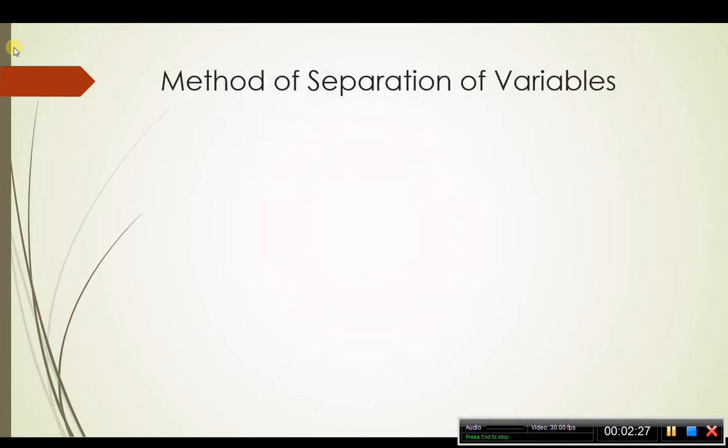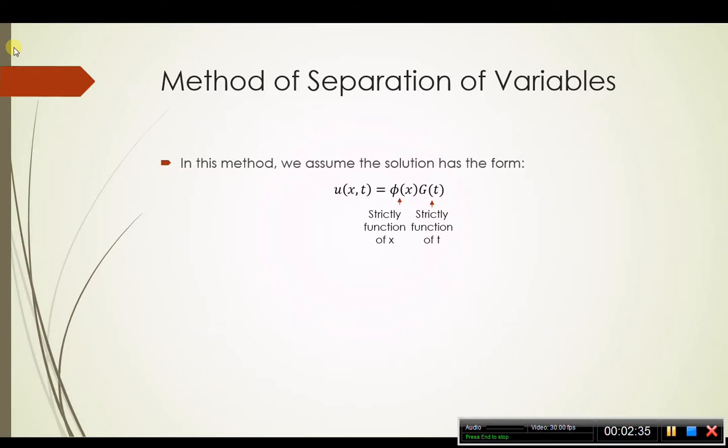Okay, so method of separation of variables. In this method, we assume that the solution has the form phi of x times g of t. Here, I want to point out that phi of x is strictly a function of x, and g of t is strictly a function of t.